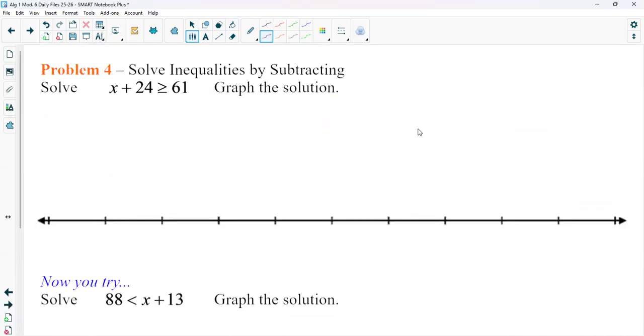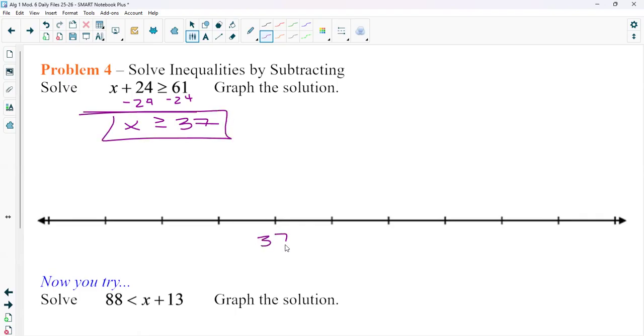Okay, continuing on. So some more examples. We've got x plus 24 is greater than or equal to 61. Let's go ahead and subtract 24 from both sides. We've got that 61 minus 24 will give us 37. So we have x, bring this inequality straight down, is greater than or equal to 37 as our inequality.